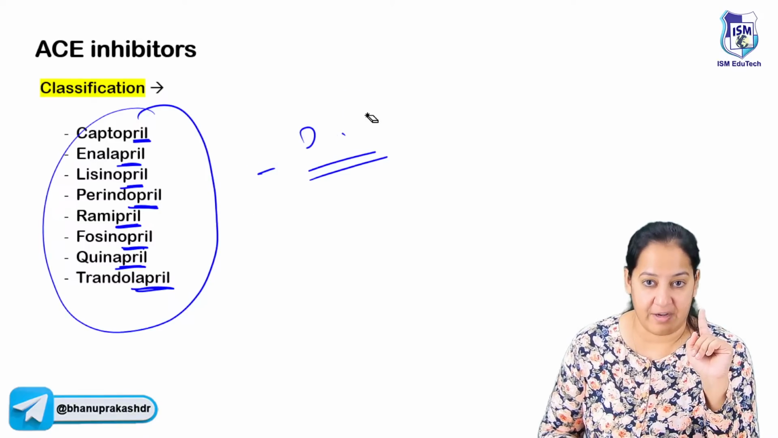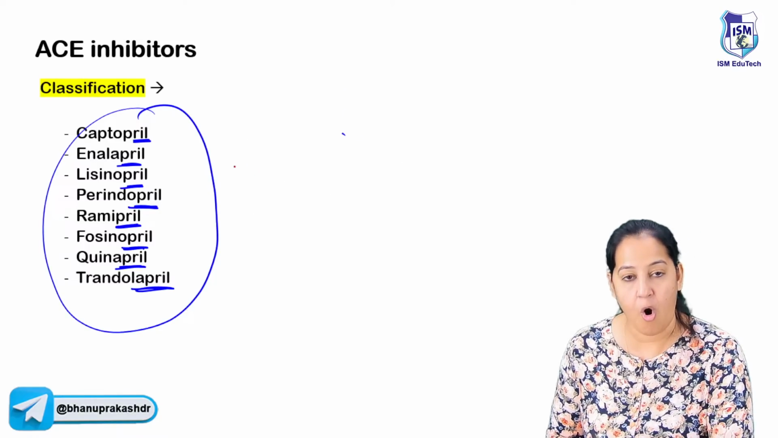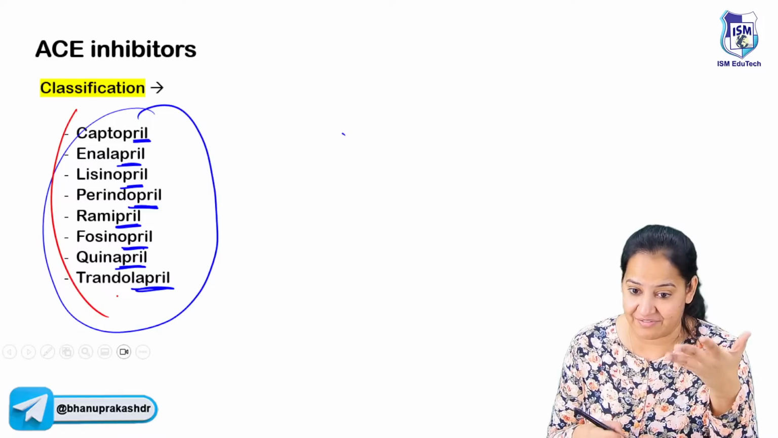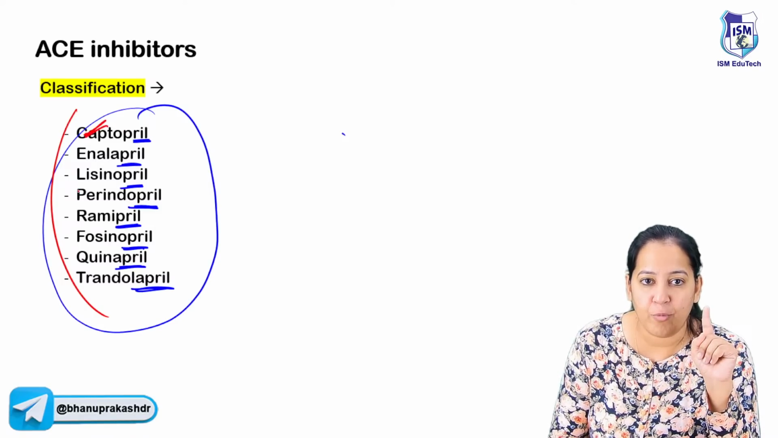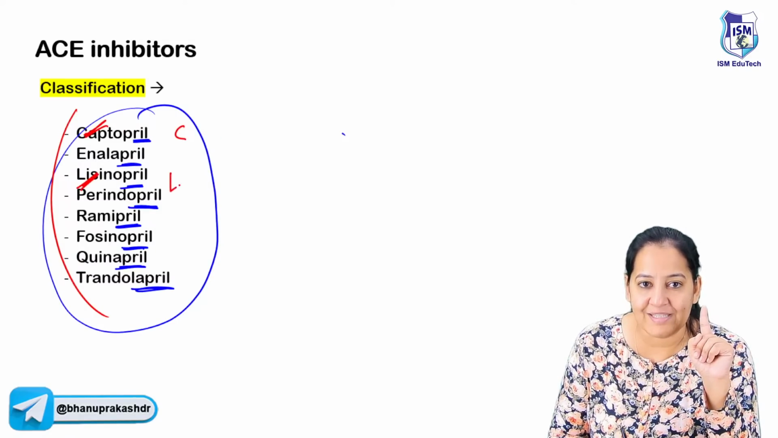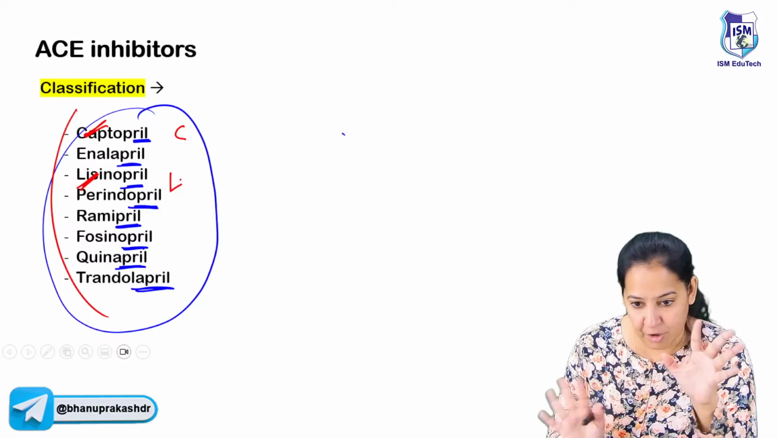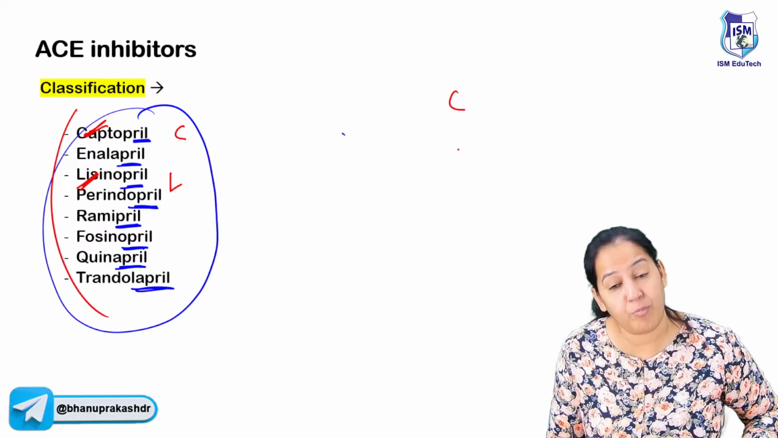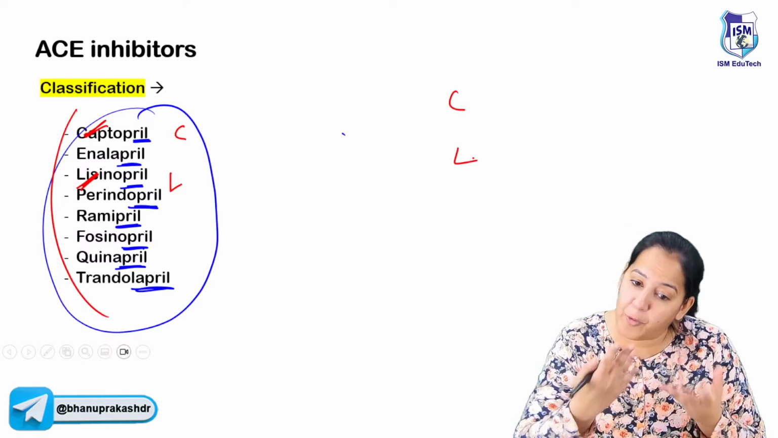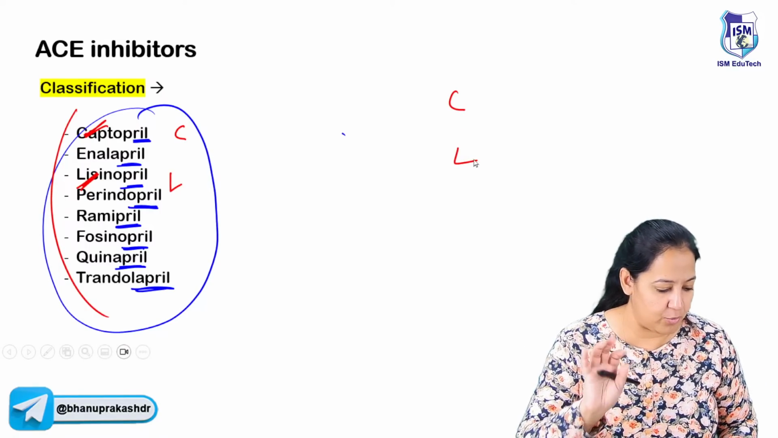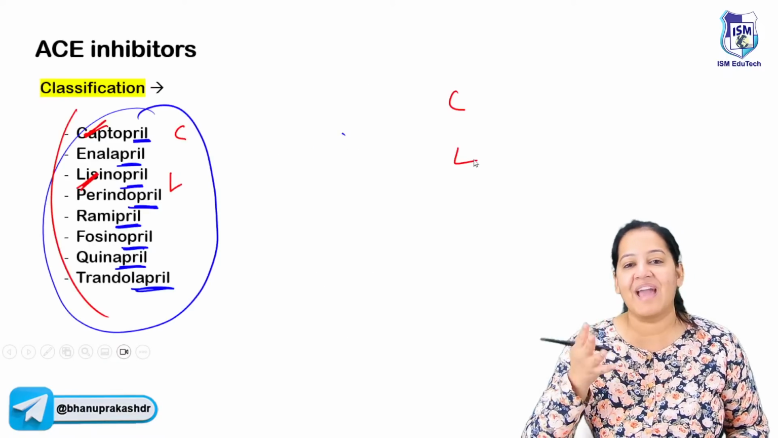Among them, you get one question. Let me tell you that here only. All of them are prodrugs, they are inactive, except 2: captopril and lisinopril. These are active, they are not prodrugs. Except captopril and lisinopril, the remaining are all prodrugs. It's a very important question. Write it down here and please learn. Now, what is the mechanism of action?